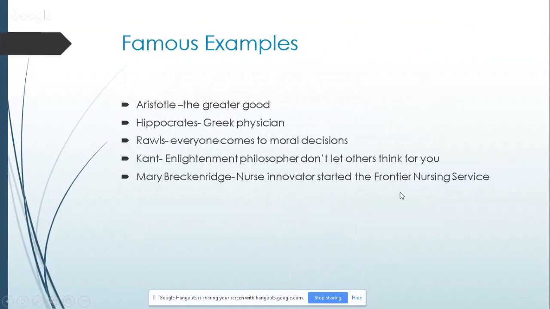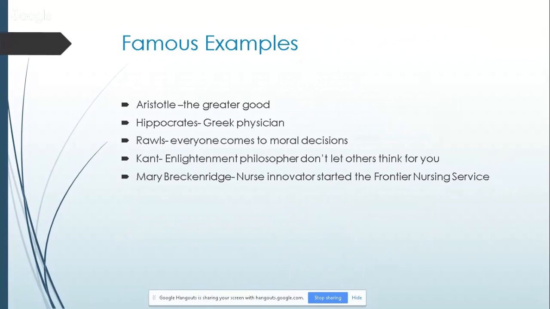So, famous examples of ethics, since this goes so far back to, again, the beginning of the written word. Aristotle, he was always looking towards the greater good. He was a Greek philosopher. Hippocrates, he was a Greek physician, best known for the Hippocratic Oath, upholding the ethical standards that physicians and nurses have to stand by when it comes to taking care of patients and others.